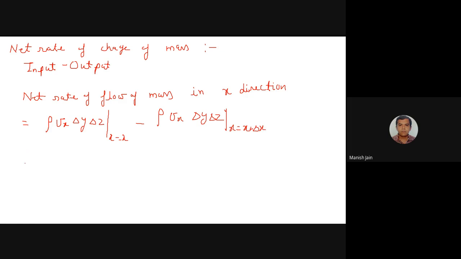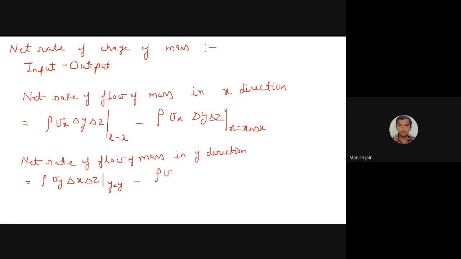Similarly, we have to write for the other directions also. Net rate of flow of mass in y direction is equal to rho vy delta x delta z at y equal to y, minus rho vy delta x delta z at y equal to y plus delta y.